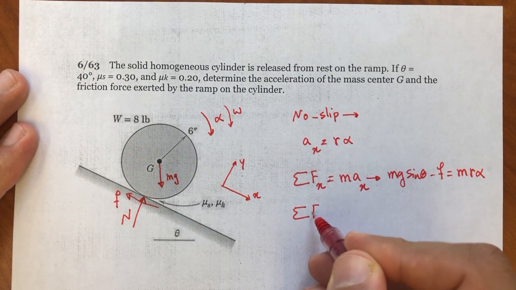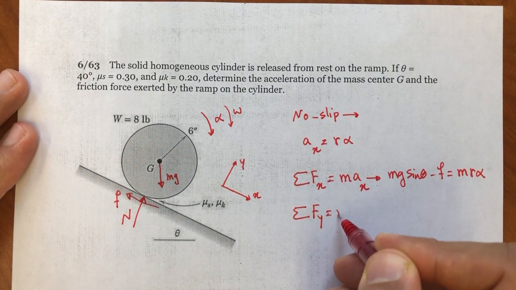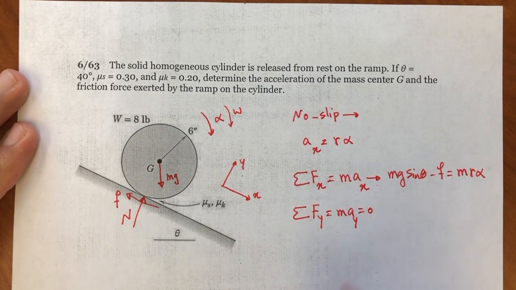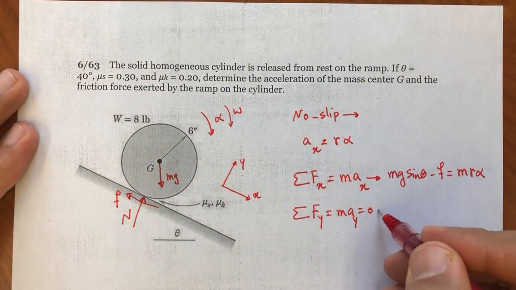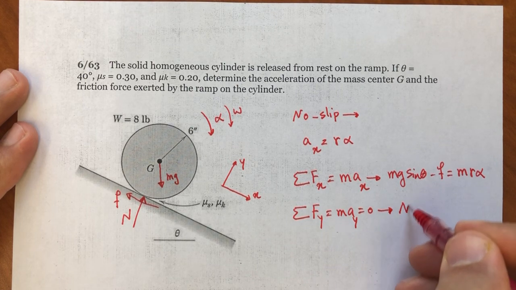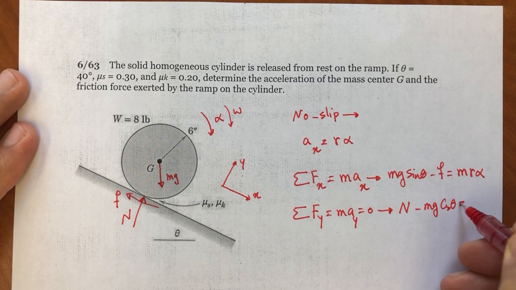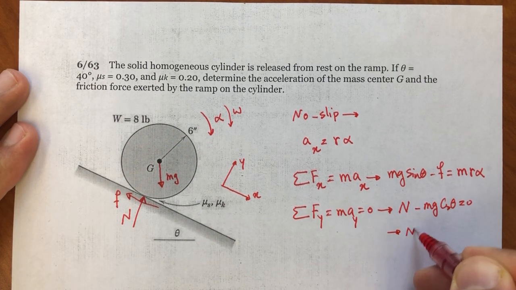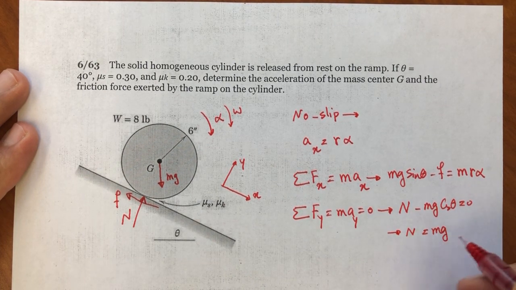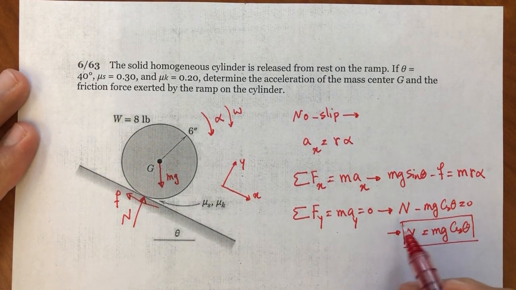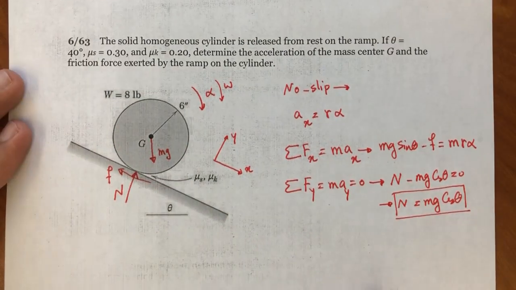Sum of the forces in the y direction is equal to mass times acceleration of the centroid in the y direction, which is 0, because there is no movement in the y direction. In the y direction, we have N and minus mg times cosine of theta. From here, we're going to find N. N is equal to mg cosine of theta. We had only one unknown, so we found it.